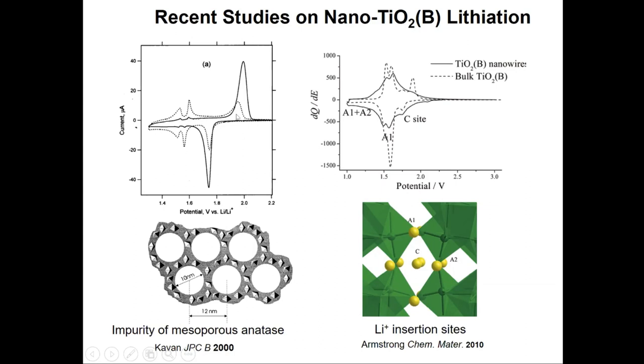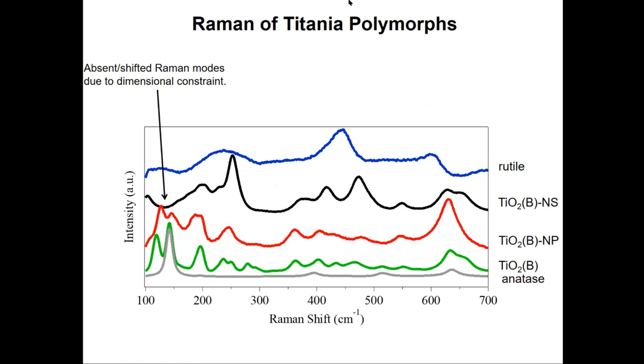when they heat this material up, it undergoes a phase transition to form nanocrystalline anatase from the original synthesis of the TiO2-B. And so we showed this quite dramatically, that when you use Raman spectroscopy, you can actually measure through the vibrational spectroscopy not only the phase of the material, but also the morphology of the material.